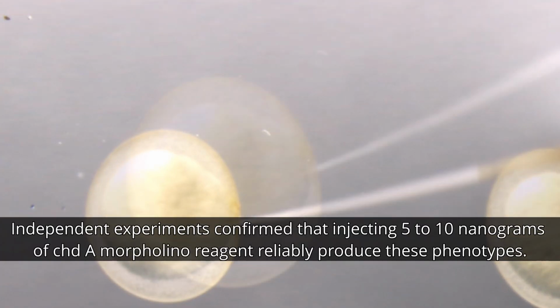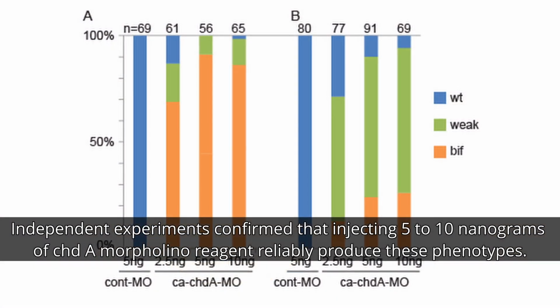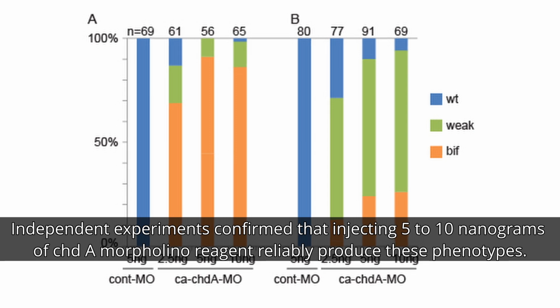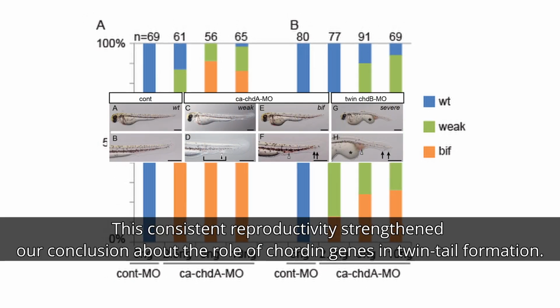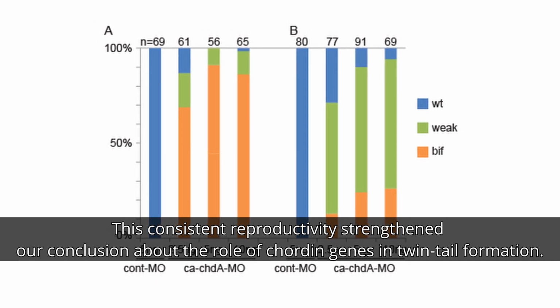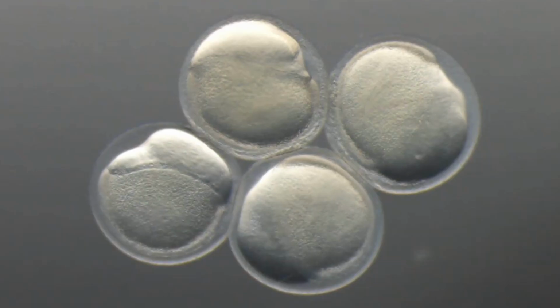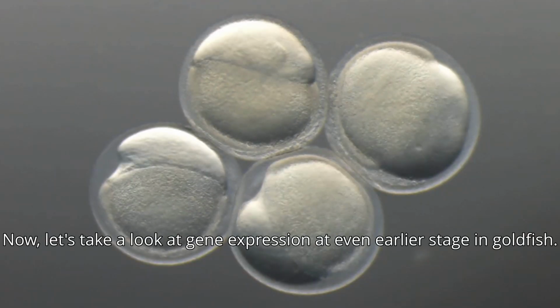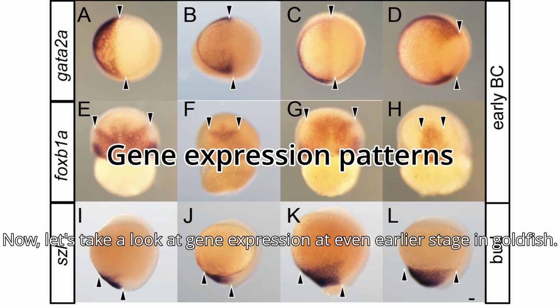Independent experiments confirmed that injecting 5 to 10 nanograms of coding A morpholino reagent reliably produced these phenotypes. This consistent reproducibility strengthened our conclusion about the role of coding genes in twin-tail formation. Now, let's take a look at the gene expression at an even earlier stage in goldfish.